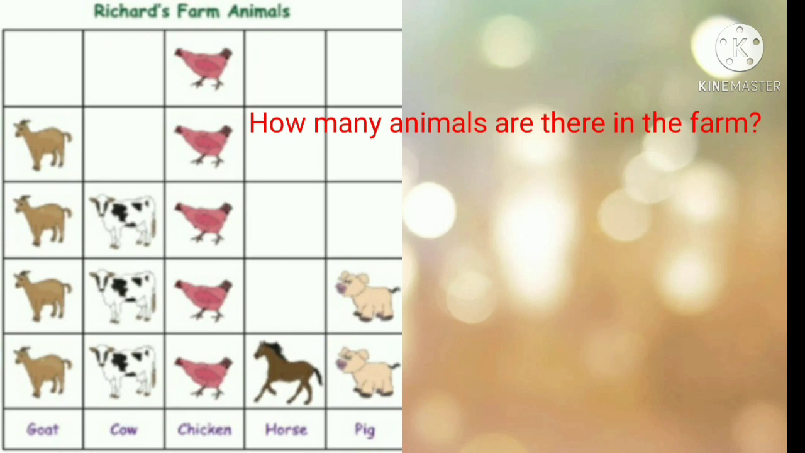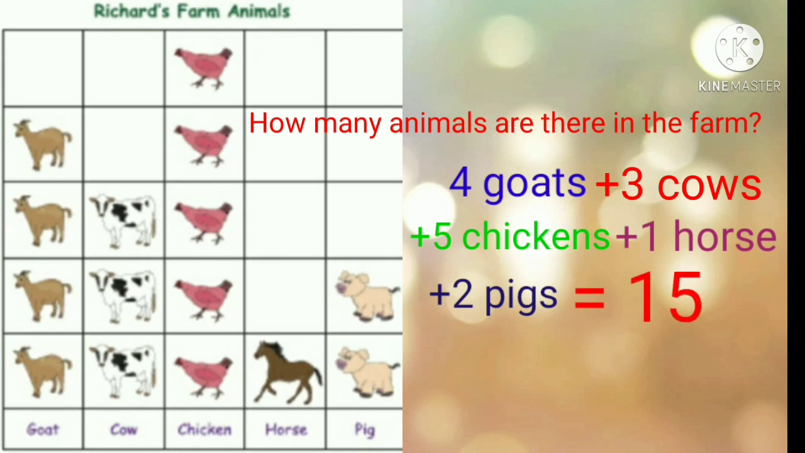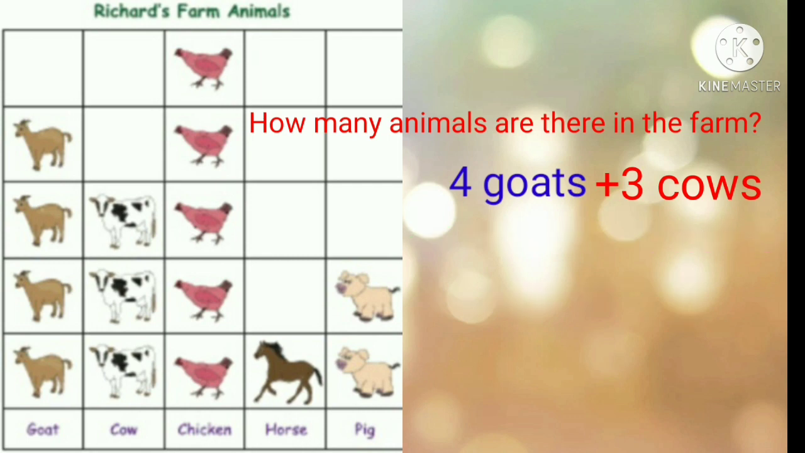See, to find out the total number of animals, we have to add the number of animals in this farm. That is the number of goats, cows, chickens, horse and pig. That is, we have to add 4 goats plus 3 cows plus 5 chickens plus 1 horse plus 2 pigs. That is, we have to add 4 plus 3 plus 5 plus 1 plus 2. That is, there are 15 animals in Richard's farm. See children, in this way we can solve problems using pictograph.